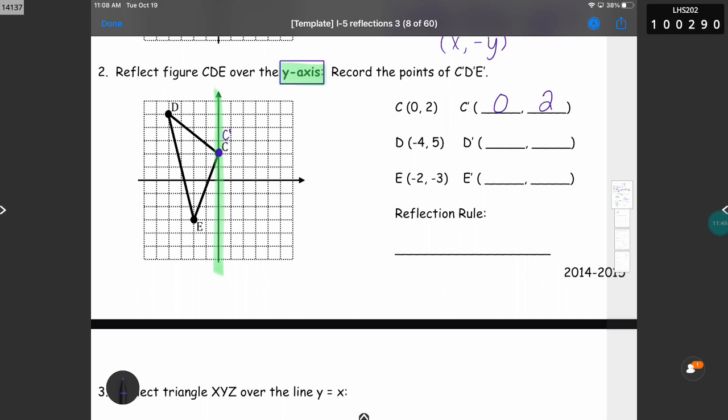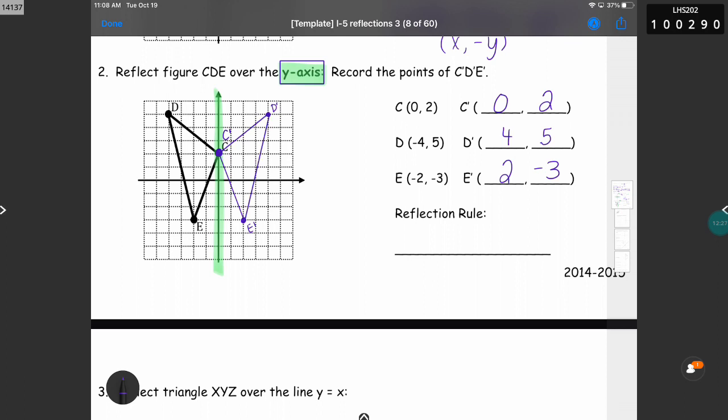Do we have something? Yes, no? Yes. All right. Where is D prime at? 4, 5. Should be at positive 4, positive 5. Okay. Where is E prime at? 2, negative 3. Okay, so if we have our points, we could go ahead and connect to have our figure.